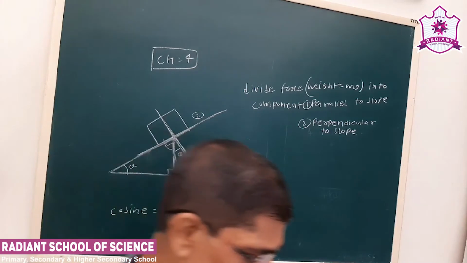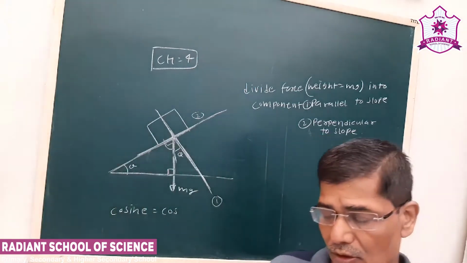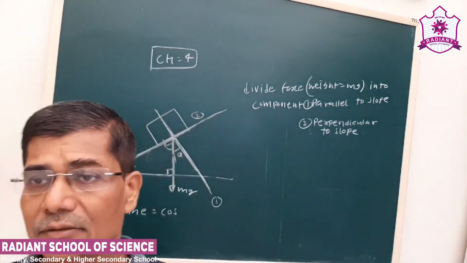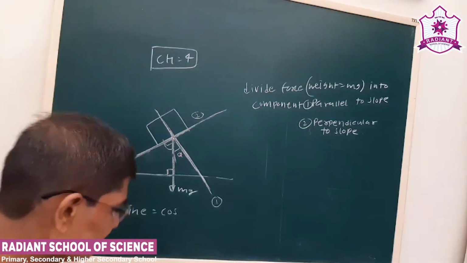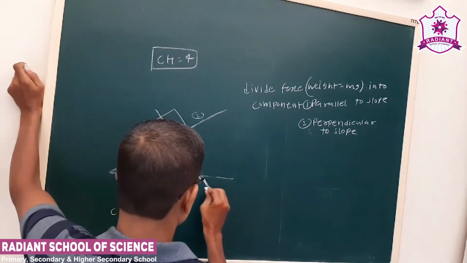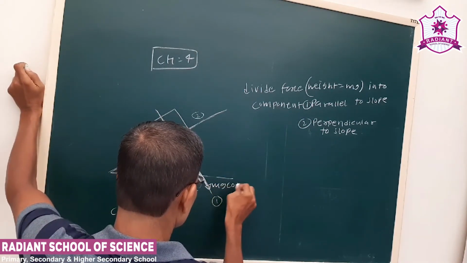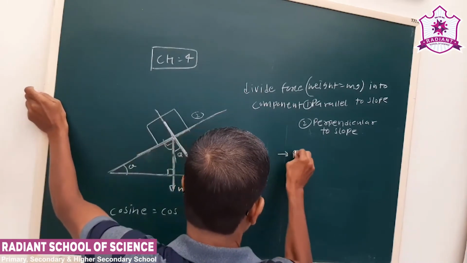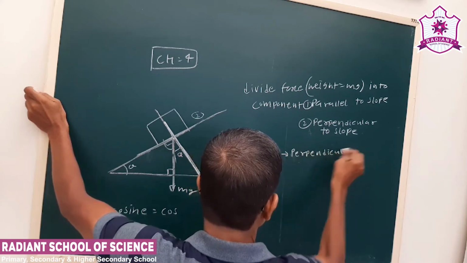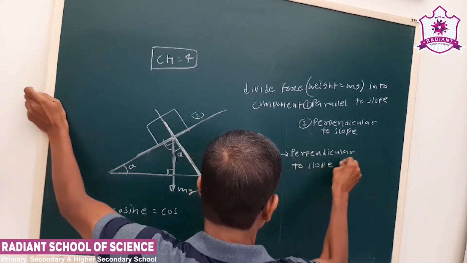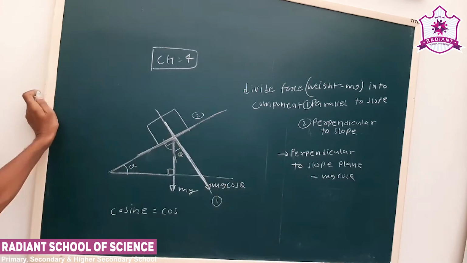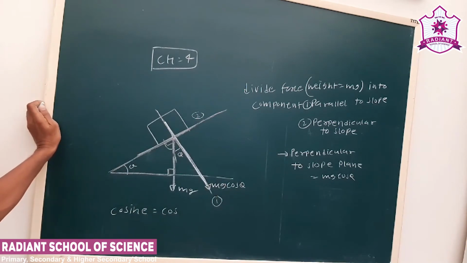The component of a vector in any direction is equal to the product of the magnitude of the vector and the cosine of the angle made with the given direction. Now let us say our mg. See, what is the angle made with this direction? Theta. So this component will be mg cos theta. So the component perpendicular to the slope or plane is mg cos theta. Okay, and then it is very easy for you, that one is cos and second is sine.